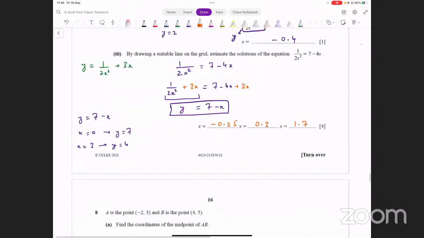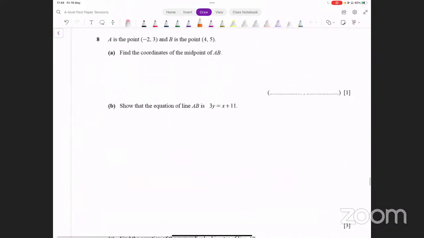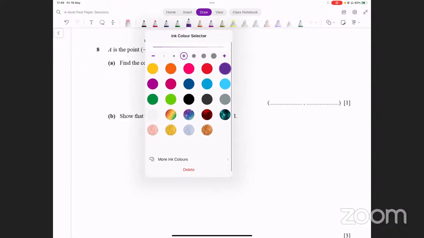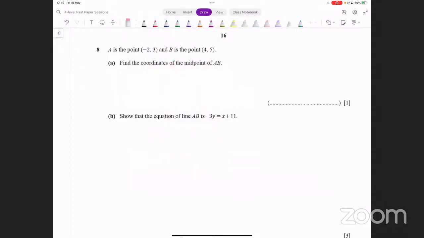All right, let's move on. Question number 8. A is the point minus 2, 3. B is the point 4, 5. Find the coordinates of the midpoint of AB. Midpoint formula apply कर लें. x1 plus x2 over 2. यहाँ पे इसको हम कह देते हैं x1. Let's say this is x2. So this is x1, sorry, x1, y1. This is x2, y2.